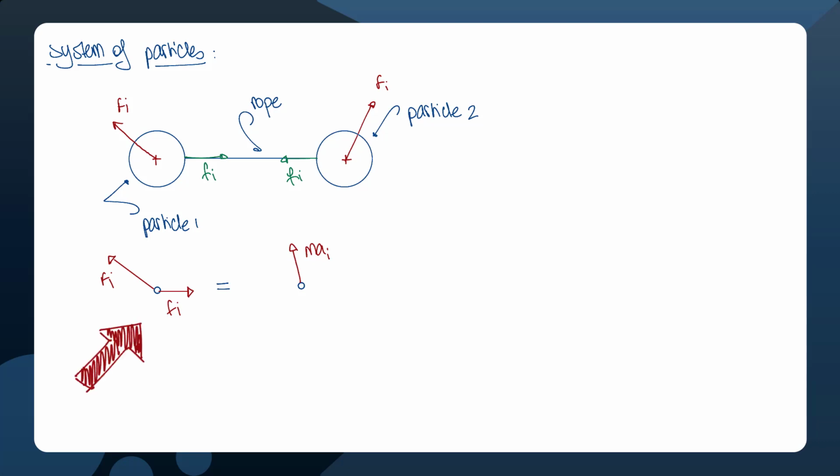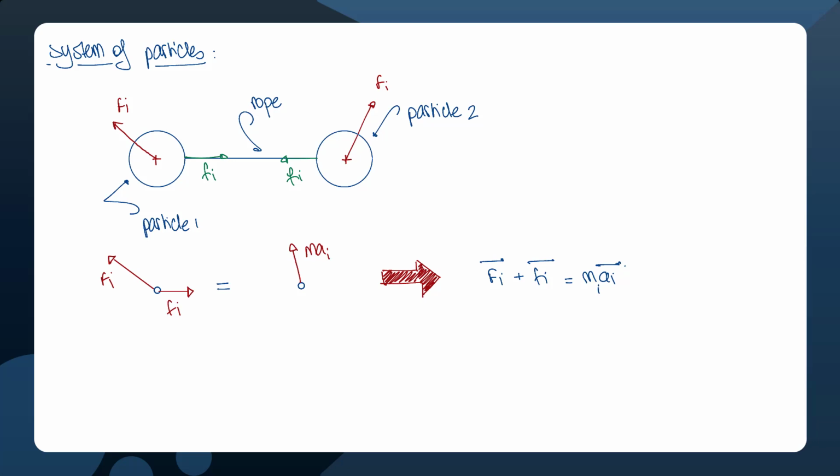So you have small fi and big Fi acting on the particle, and that's equal to m times ai, which is the acceleration of that particle. So one can then write mathematically for that given particle, let's take particle 1, that Fi plus small fi is equal to mi times ai. So that's the second law, Newton's second law, acting on the particle itself. Now what happens if we consider both particles and the rope as a single entity, as a system?